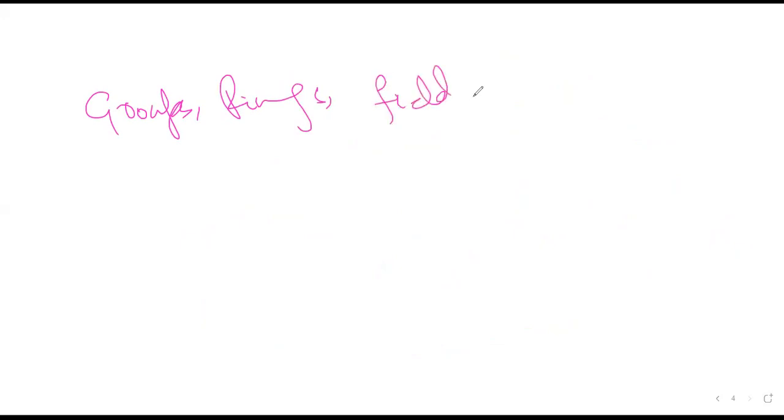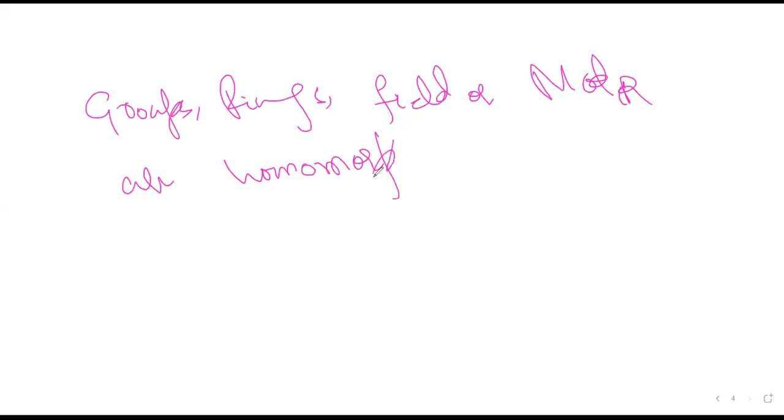If we have the category of groups, or the category of rings, or the category of fields, or the category of modules, then the isomorphisms are the homomorphisms. Okay.